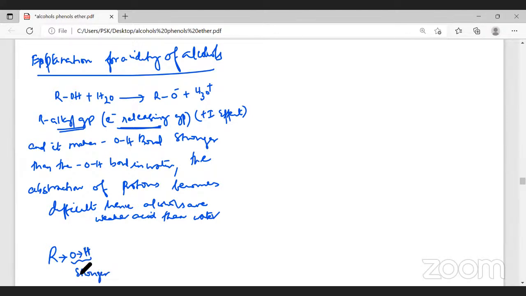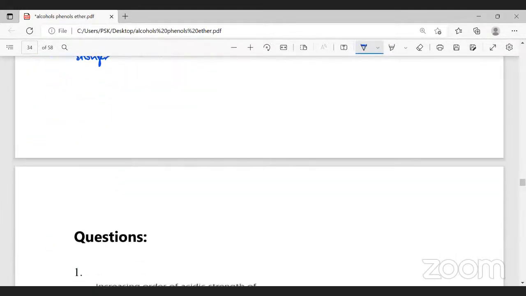When the OH bond becomes stronger, remember that an acid is a chemical substance which donates, or releases, protons. But here, since the alkyl group is electron donating, the bond strength between oxygen and hydrogen increases. The molecule releasing the H plus ion becomes more difficult, so the acidic character decreases.